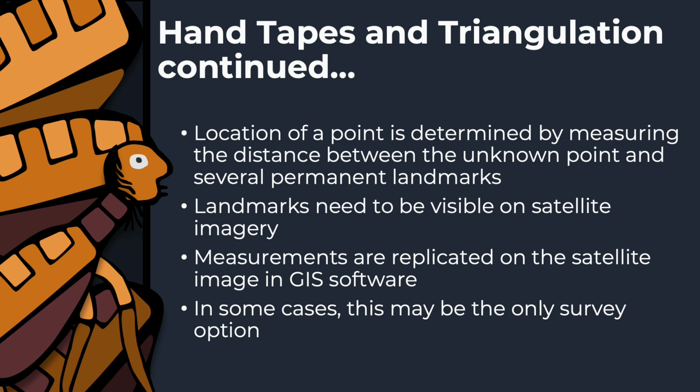Using hand tapes is slower and requires thorough note-taking to avoid replicability issues. They may, however, be the only option in some areas, such as woodlots, as tree canopy can block GPS signals and dense undergrowth can inhibit total station survey.